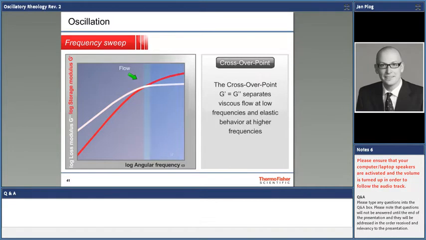At that crossover point that separates the more viscous or flow domain from the elastic domain, the phase angle, of course, is exactly 45 degrees. We are right in between purely viscous and purely elastic behavior.